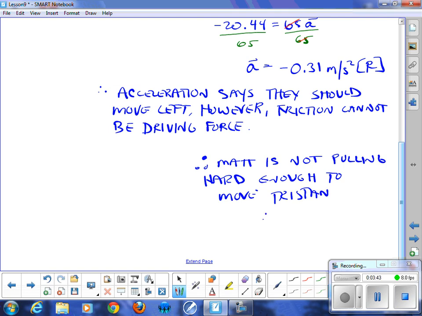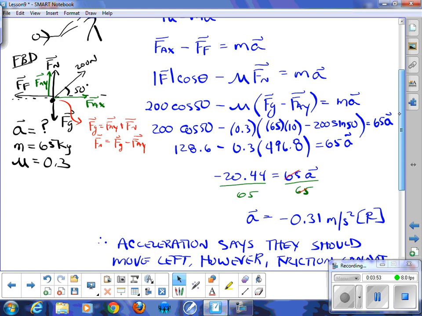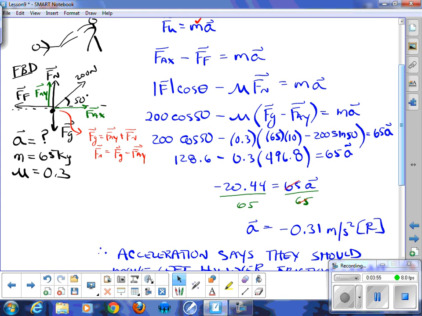So therefore, the question was asking about acceleration. The acceleration is 0 meters per second squared. No one's going anywhere, no one's moving. So again, physics, it's notorious. Negative answers are not inadmissible all the time. They require interpretation. So here's a perfect example. Matt was not pulling hard enough to move Tristan. Still means no motion, which means acceleration is actually 0, not the negative 0.3.